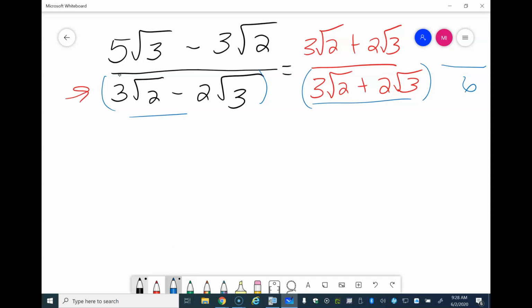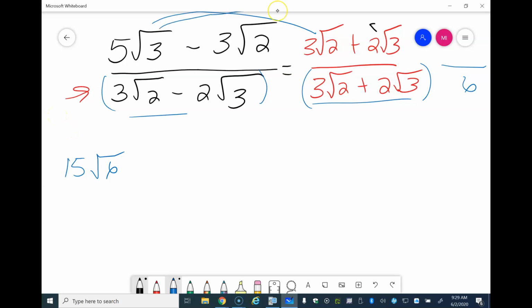So this is where we're going to do our FOIL. So the first one together, we're going to multiply that together. That's going to give us 15 square root of 6. So notice here, I took the 5, multiplied by the 3, got 15. Square root of 3 times the square root of 2 got 6. So the numbers in front get multiplied together, inside the square roots get multiplied together.